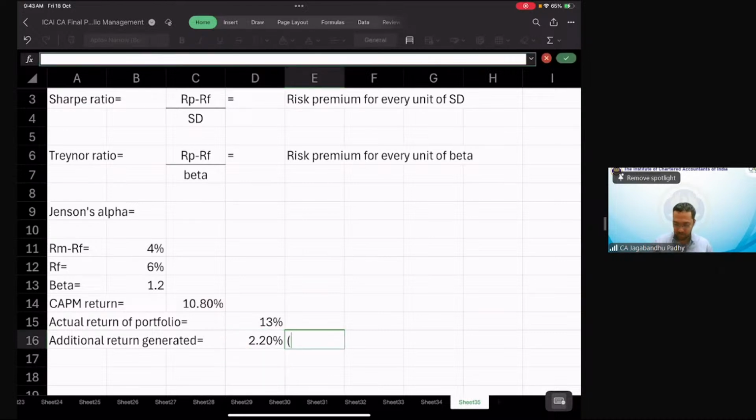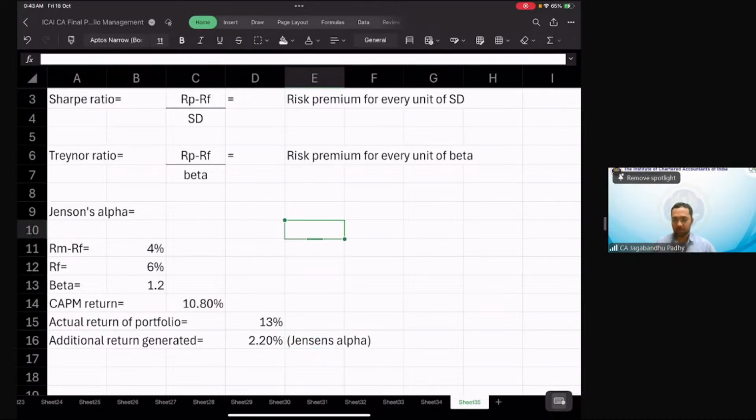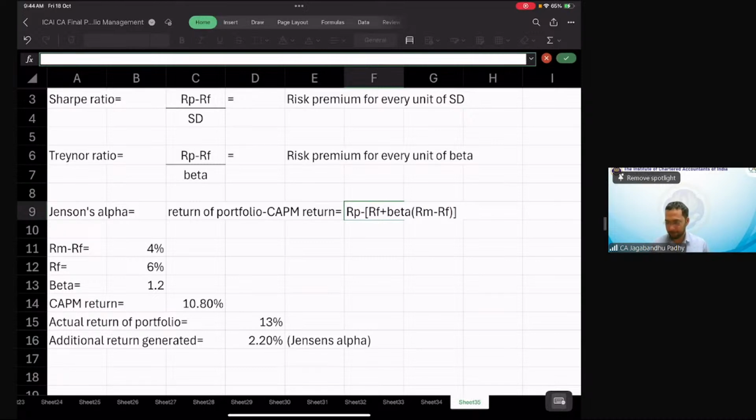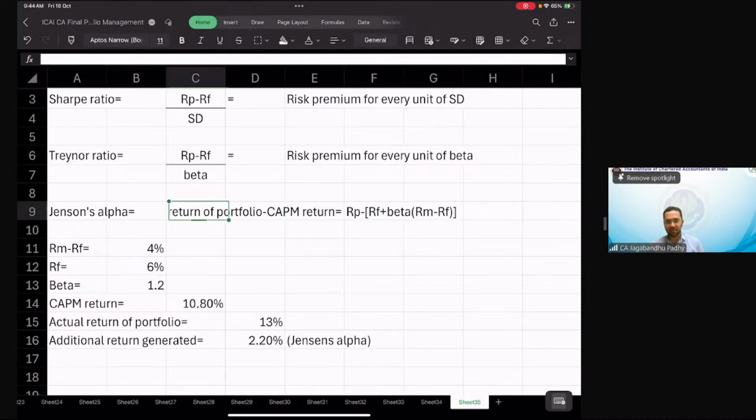And this 2.2% is essentially what we are talking of as Jensen's alpha. So Jensen's alpha will be return of portfolio minus CAPM return. To be very specific, it is return of portfolio minus RF plus beta into RM minus RF. Okay, so that's the Jensen's alpha.